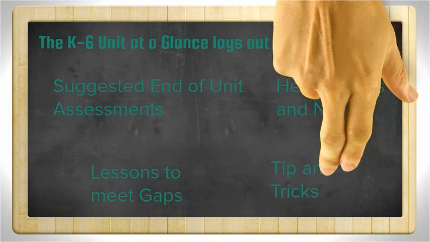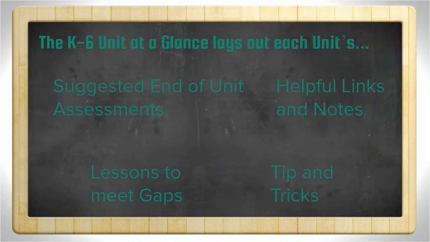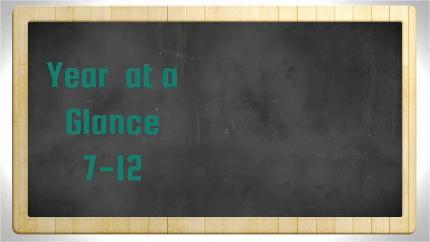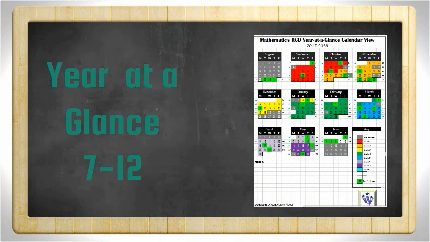Each grade level included a tips and tricks document that contained suggestions for teachers based on lessons learned from the first year of implementation. The 7-12 Year at a Glance documents also lay out in color code the suggested time frames each topic may take.